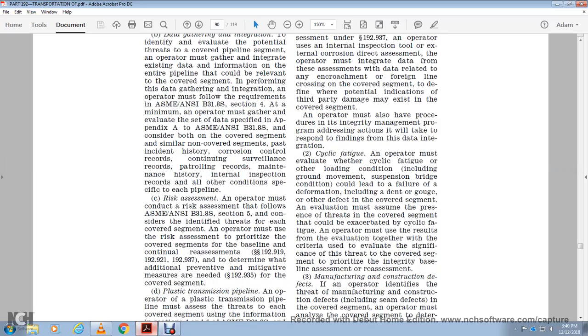Risk assessment. An operator must conduct the risk assessment following ASME ASI B31.8S Section 5, considering the identified threats for each of the covered segments. The operator must conduct the risk assessment prior to the covered segment's baseline and continual reassessment and to determine what additional preventive and mitigative measures are needed, 192.935, for the covered segment.